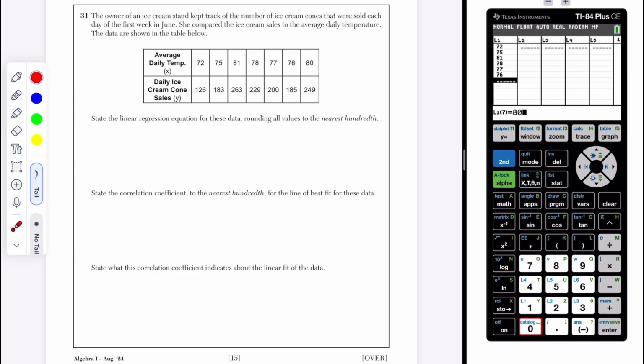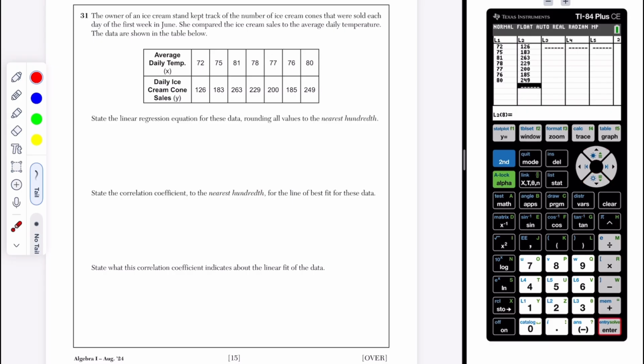Awesome. And now I want to go to the other side, and I'm going to put in 126, the ice cream sales. Okay, so everything is there.